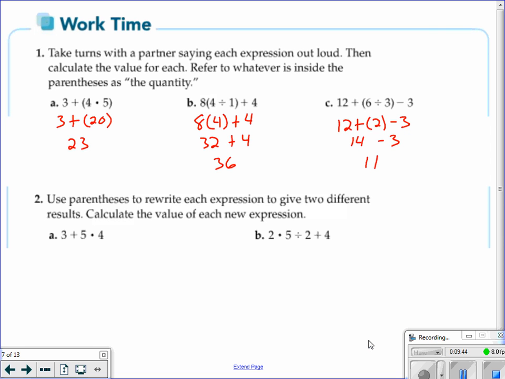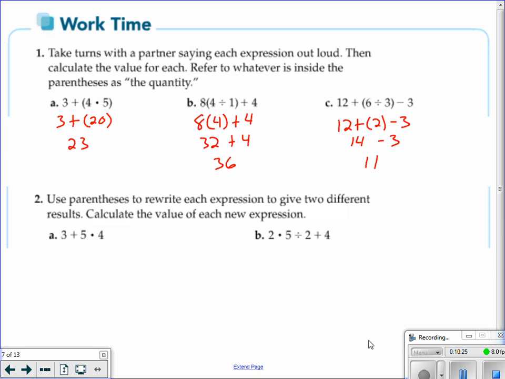All right, so looking at B and C here. For B, I would read that as 8 times the quantity, 4 divided by 1, plus 4. So we would have to do the 4 divided by 1 first, which would give you 4. 8 times 4 is 32. 32 plus 4 is 36. Letter C, I would read that as 12 plus the quantity 6 divided by 3 minus 3. So again, you would do the parentheses first. 6 divided by 3 is 2. 12 plus 2 is 14. 14 minus 3 is 11.